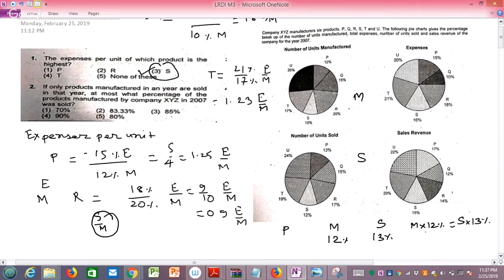So what will I get? I need to find out how many are sold out of manufactured. So I will get 12 by 13 is equal to S by M. That is 12% by 13%, the ratio will come as 12 by 13. For S by M, I will have a ratio like this at the numerator and this at the denominator for all. I just need to see for which company I'm getting the highest percentage. So 12 by 13 will be less than 1, right? 13 8s are 104, 13 9s are 117. So 90%.